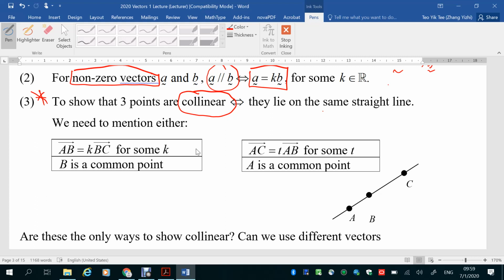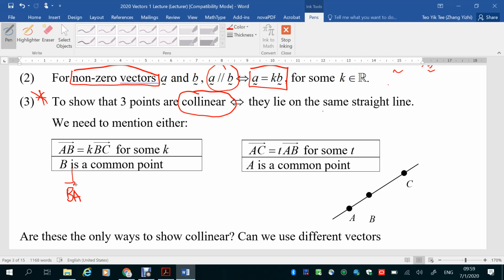Okay, so how do I prove that 3 points are collinear? Look at the first box. If I say that AB, take note of the notation, now I use capital letters with the arrowhead. What does it mean? Is AB the same as BA? Same or not? Different. Please remember vectors have direction. So when I say vector AB, that means A to B. When I say vector BA, it's B to A. So I say that vector AB is equal to K times vector BC.